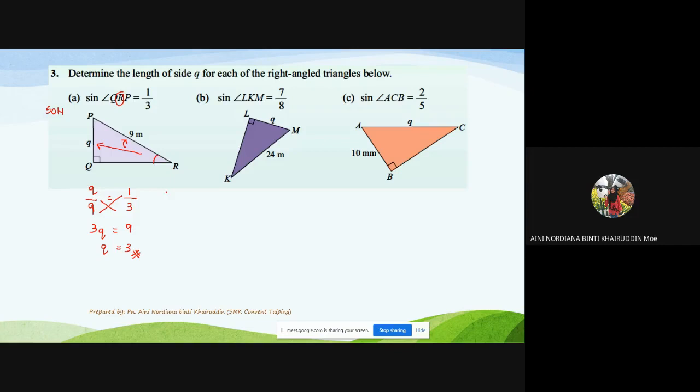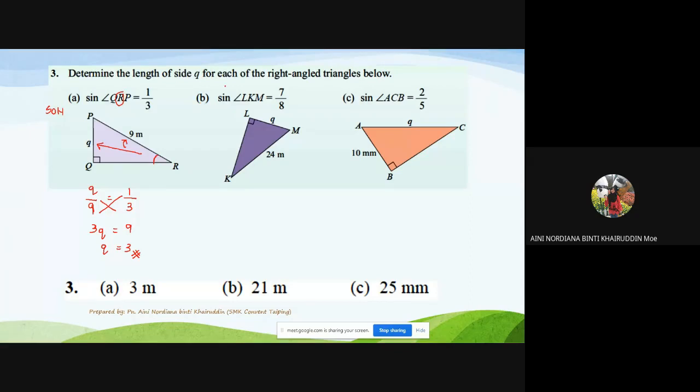Okay. I just show you one example. So B and C, you can do on your own. If you have question, you can ask now. Or if you want me to show another example, just let me know. Another example, teacher. For B, yeah.